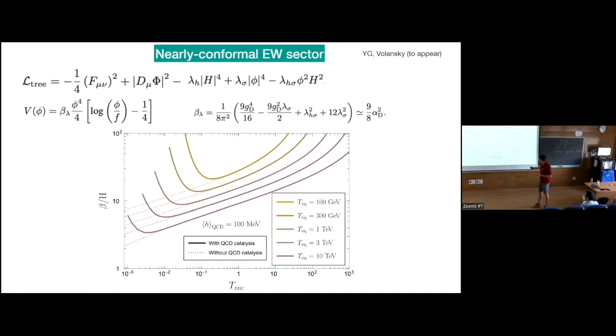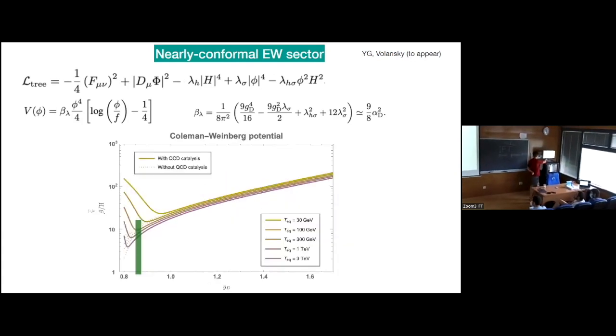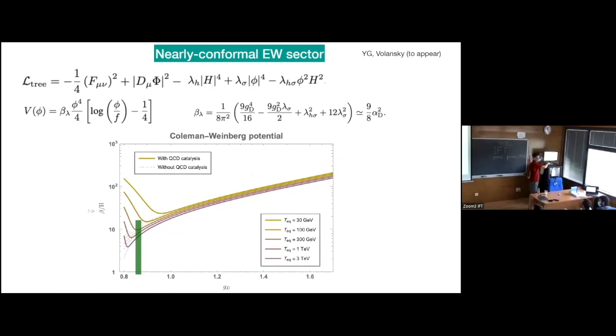You cannot get arbitrarily small beta average if you have catalysis by QCD, because it means that you cannot have arbitrarily large supercooling, because as soon as the nucleation temperature reaches 100 MeV, which is around there, QCD can trigger the electroweak phase transition. But still, with this taken into account, you can still explain the microlensing events. And you can have a prediction for dark gas coupling.